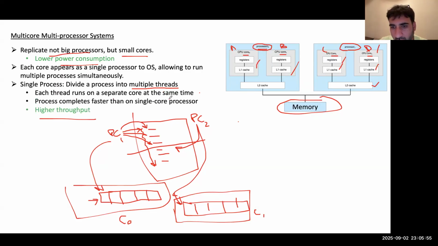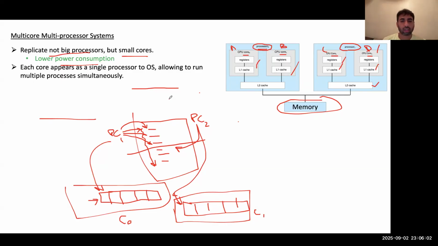Does each process run on one core, or does each thread run on one core? Okay, someone asks, does each process run on one core, or does each thread run on one core? Anyone who wants to respond to that?